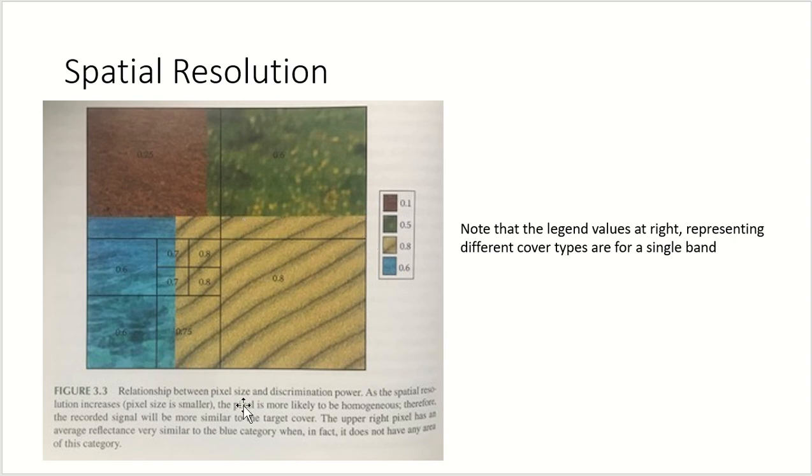Now that doesn't have to be the case. We see in the bottom right grid cell, it's all a single cover type, this yellow with a reflectance of 0.8, whereas these tiny 1/64th grid cells can be mixed between two cover types. So it doesn't have to be the case, but just given that cover types are of a certain size, they only make sense at certain scales.